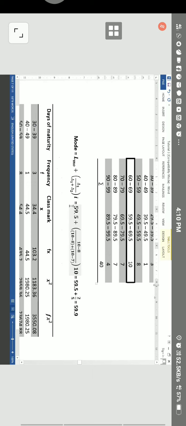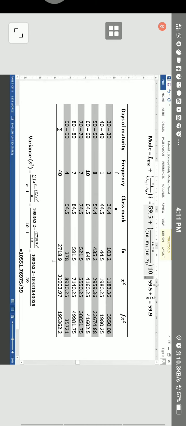Lastly we look at finding the variance. Variance we have also discussed in our last class. So in variance you need another column. You need to find the value of x square and f times x square. This is all in the exam.